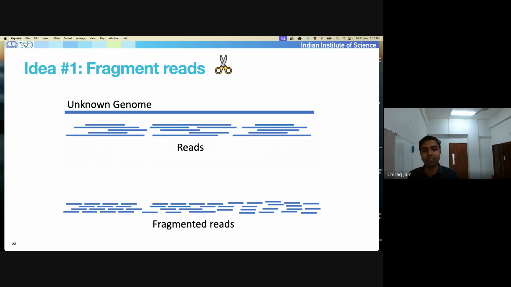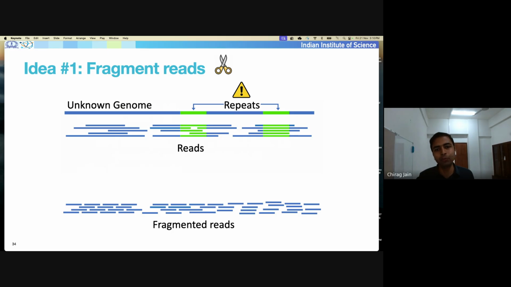So what is the problem with this solution? Well, remember that you have repeats in the genome sequence, and the reason we would always prefer longer reads over shorter reads is that longer reads can bridge over these repetitive regions. If you have a repeat, then this longer read can tell you how to assemble this part of the genome, and this longer read can tell you how to assemble this part of the genome, without any ambiguity. Now if you fragment all the reads, then that information is lost, so we won't be able to assemble these repetitive regions of the genome.